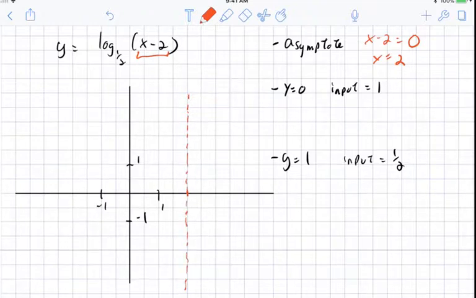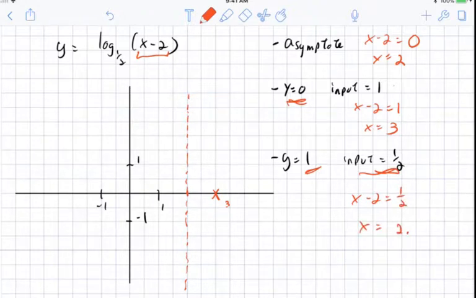Next point. Y is equal to 0, so that's a root when the input is equal to 1. X minus 2 is the input. Let's set that equal to 1. That's x is equal to 3. So at x is equal to 3, the thing has a root. Y is equal to 1 when the input is 1/2. Oh, weird. X minus 2 is equal to 1/2. So that's x is equal to 2.5. So that's right there. 2.5. Y is equal to 1. There.